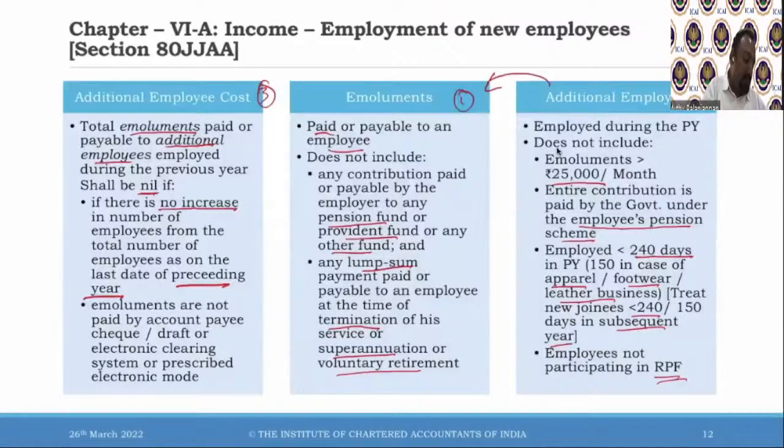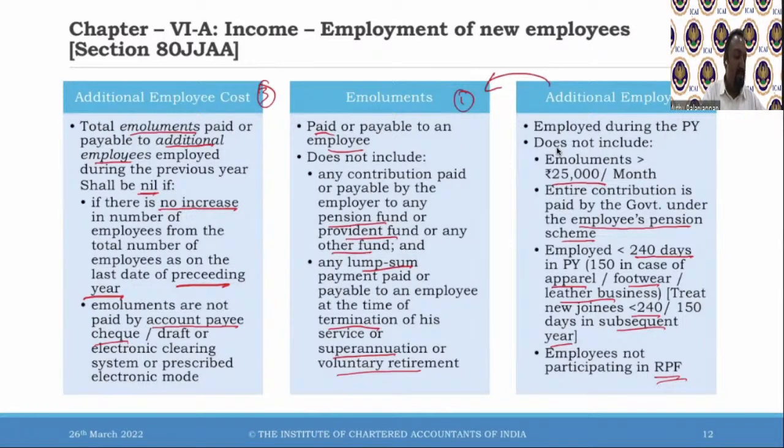And then it should be paid by account payee cheque, or typically the prescribed electronic clearing modes. What are they? NEFT, RTGS, UPI, BHIM, all these prescribed electronic modes. If they are paid through that, then it will be called an additional employee cost. If not paid through these prescribed electronic modes, then automatically they will not be considered as additional employee cost. So only these employees basically count.